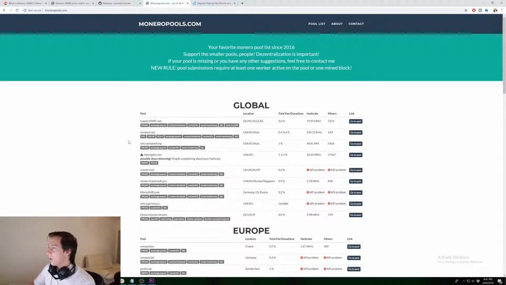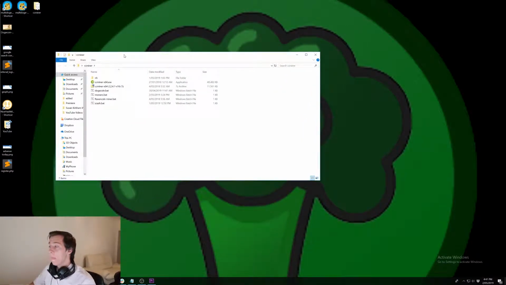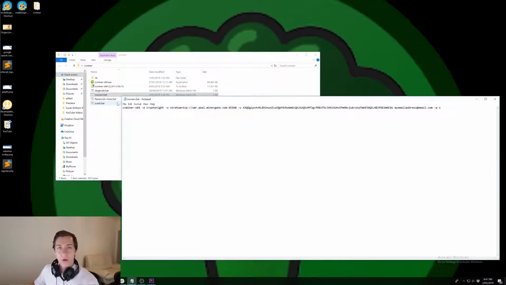So I've gone and found a mining pool, and now what I'm going to do is go to my CCminer folder where I've downloaded CCminer, and I'm going to make a batch file for mining Monero. I'm going to leave a link to the script as well for you, so you can also just copy paste that in and it'll all work fine.